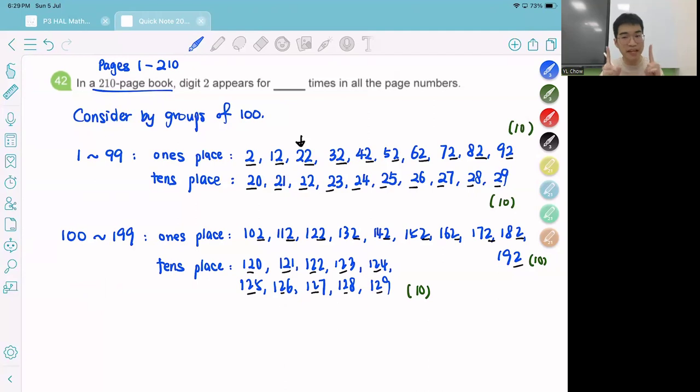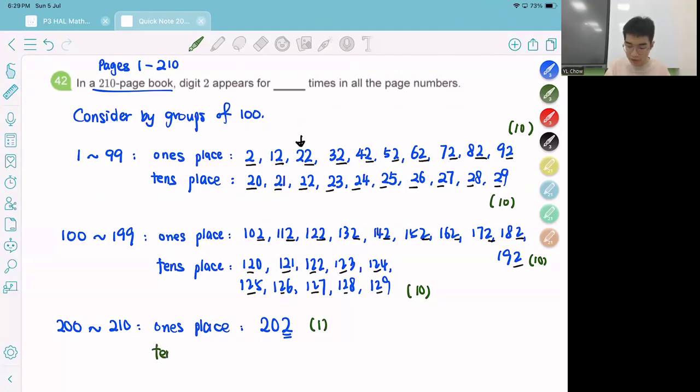Now, the last group is where you need to pay more attention. It's 200 to 210. This time, we still consider cases based on the place value. When will 2 appear in the ones place? It will be 202. That's the only incidence, by the way. 212 is out of range, so I don't consider it. There's only one time that 2 appears in the ones place. The next case to consider is the tens place. However, that would be 220-something, but we only reach until 210. 2 will not appear in the tens digit, so we don't need to consider that.